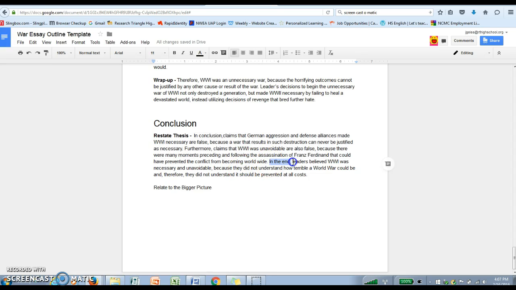Then this final sentence, in the end, further summarizes what's been said: that World War I was not actually necessary and unavoidable, and that the leaders only believed that because they didn't understand how awful the war was going to be, and therefore it should have been prevented at all costs. When you put all of this together, it pretty much goes over everything that the essay talked about, but really quickly. So the best way to look at your restated thesis is actually as a summary of everything that you've written about, to refresh your reader's mind as to what the essay has taught them.